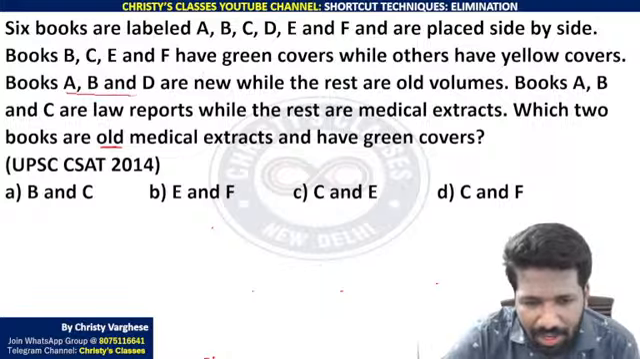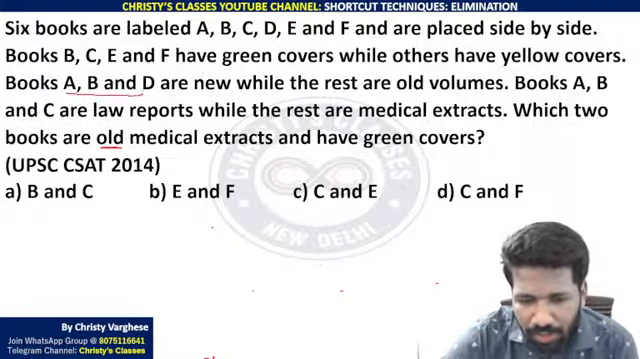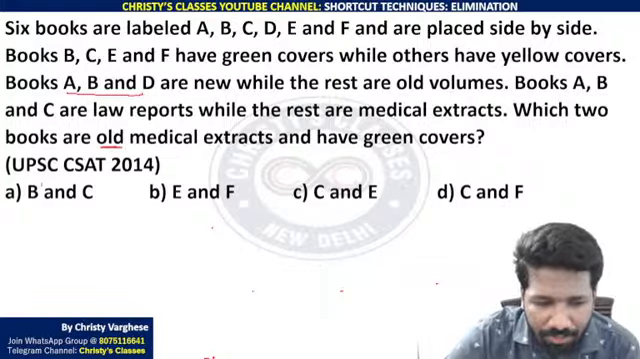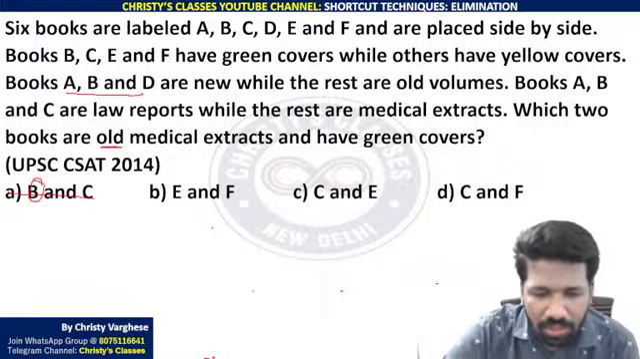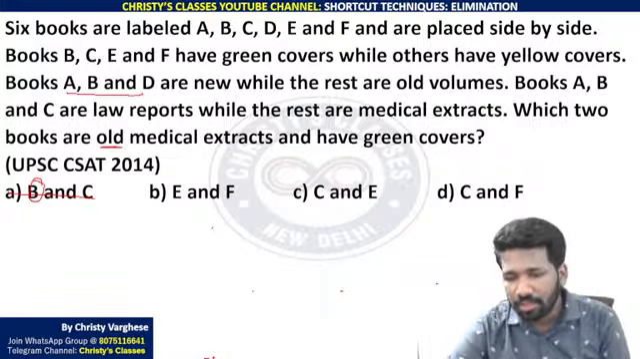A and B and D are new ones. So whichever option has A, B and D in it can be eliminated. Option A has B in it. So that is eliminated already.